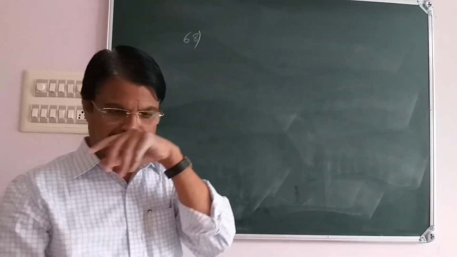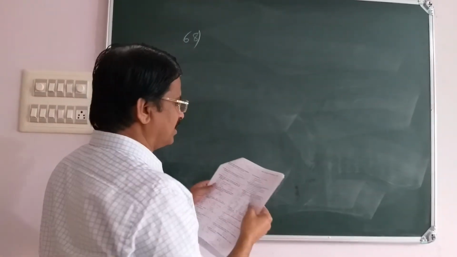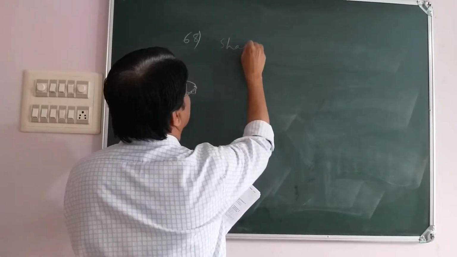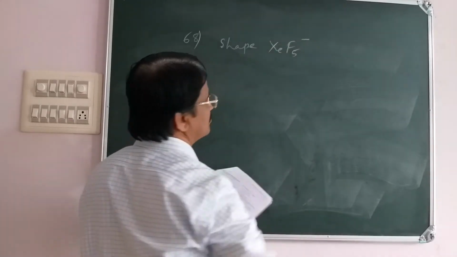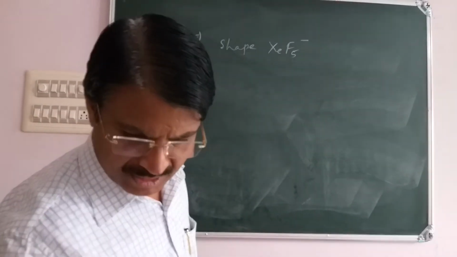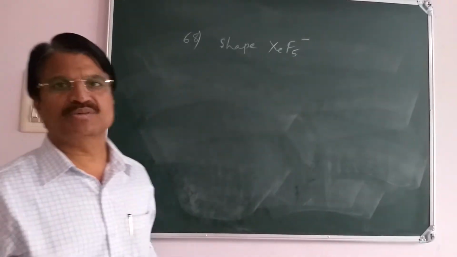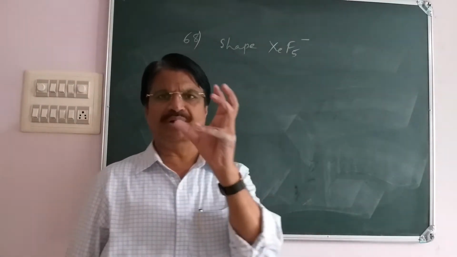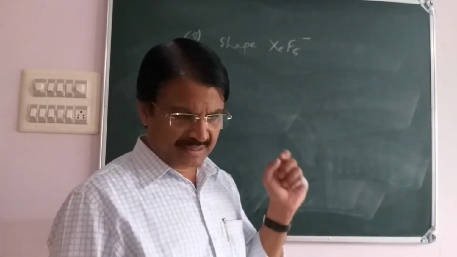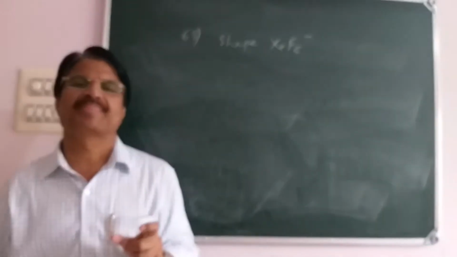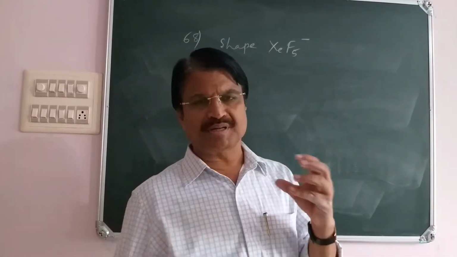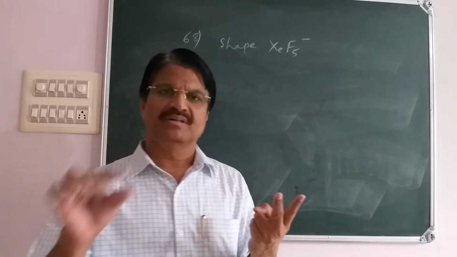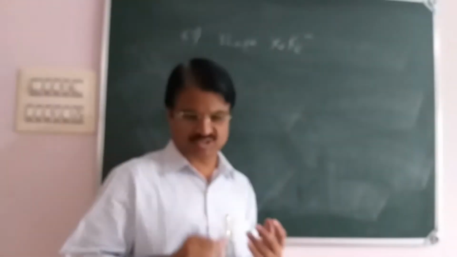Question number 68. The shape of the XeF5 minus molecule. Now, yesterday I told you about the shape of molecules, how to determine the geometry or shape of the molecule by calculating the number of hybrid orbitals and knowing the type of hybridization. If the number of hybrid orbitals obtained is equal to 2, it is called sp hybridized and linear structure.